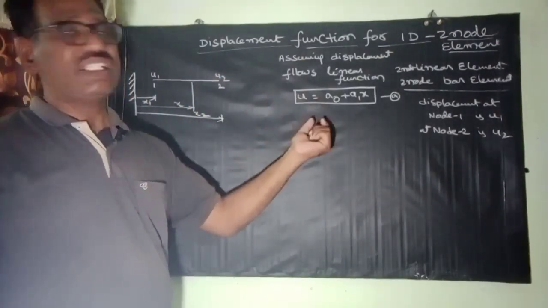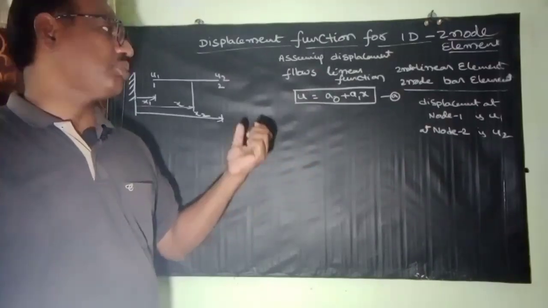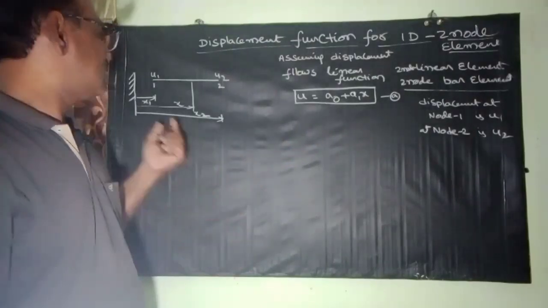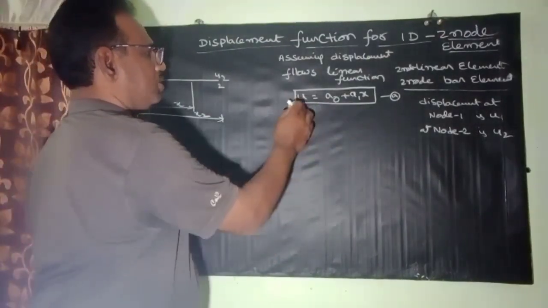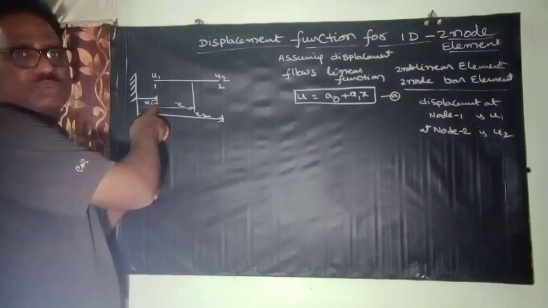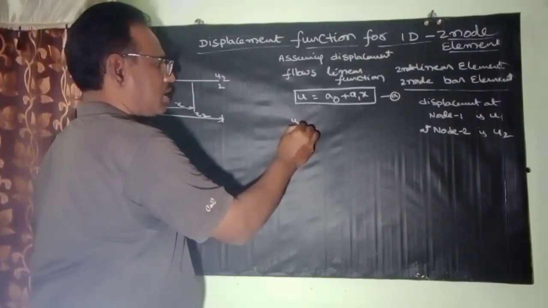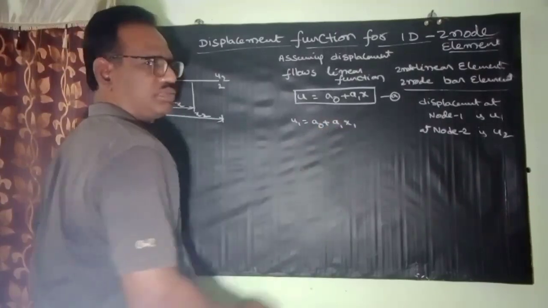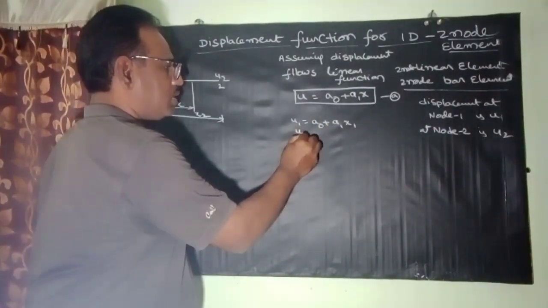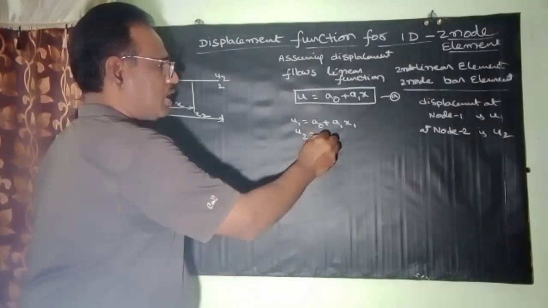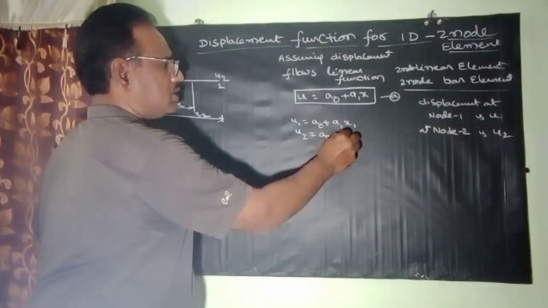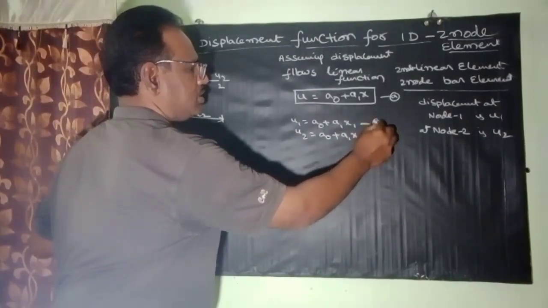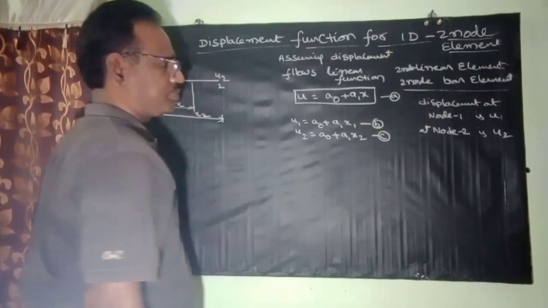In order to rewrite the equation in a meaningful form, I am calculating u1 by substituting x1. u1 is available at location x1, so u1 is equal to a0 plus a1 x1. Similarly, u2, the nodal displacement at node 2, is equal to the same equation, a0 plus a1 x2. Suppose this is equation B and this is equation C.